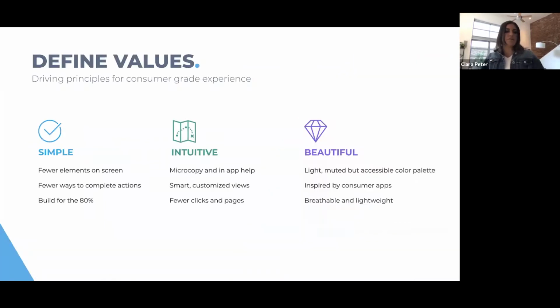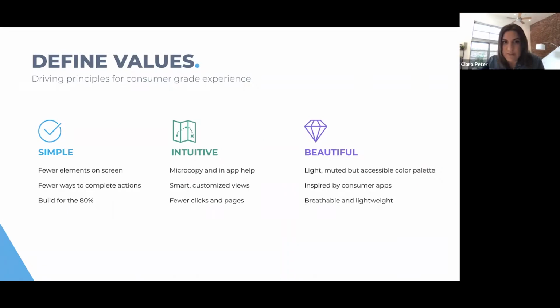I also am a huge proponent of implementing systems. Before any system can be implemented, it's important to define values. This is something that we did with the Horizon experience at Gainsight recently. And we said, what are the things that must be true about everything we built?